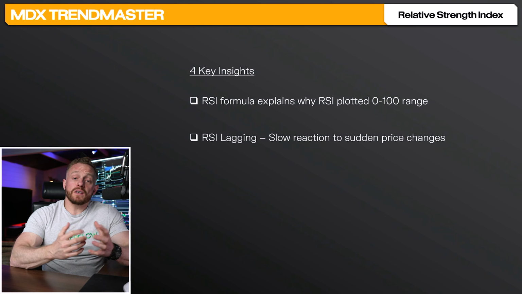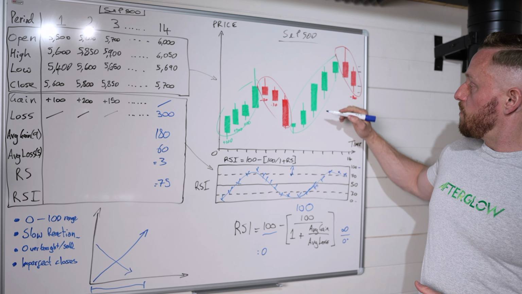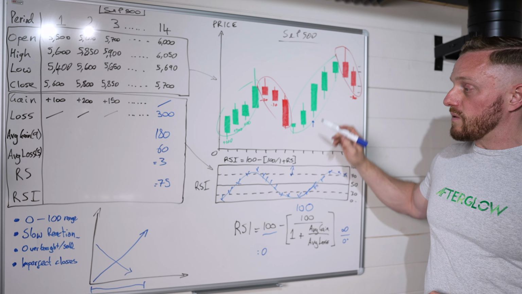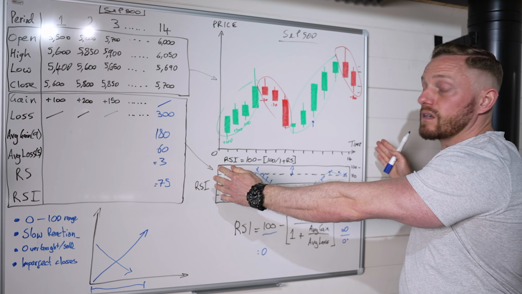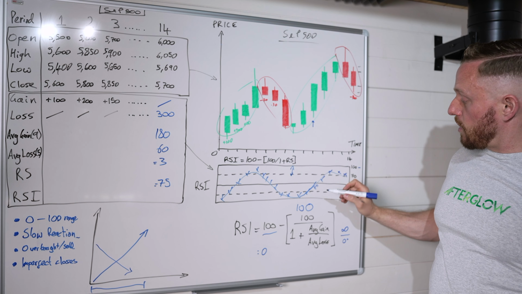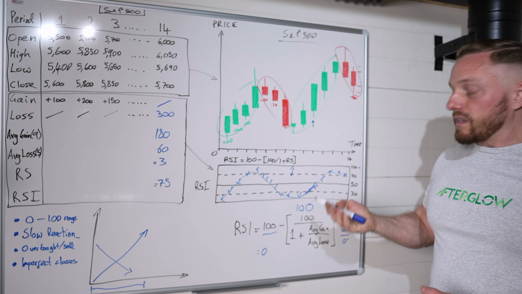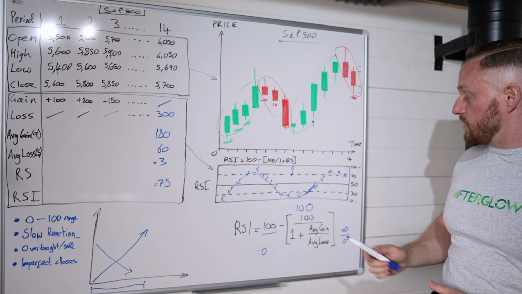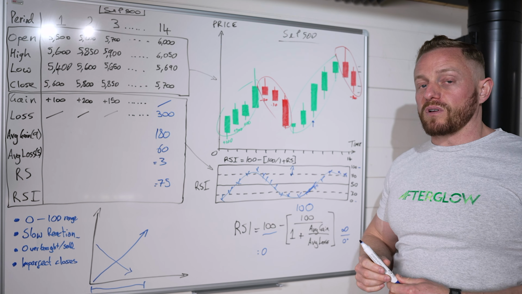The second insight is that RSI tends to be quite lagging and it reacts slowly to sudden price changes. So for example, this up candle here with a sharp, fast move upwards, due to the way that RSI calculates based on this 14-day moving average, even though there's a sharp move up, it doesn't have that much of an impact on the RSI line, because it takes a while for those increases to feed through in that moving average, which is why this RSI line is quite slow to react to those sharp price movements upwards.